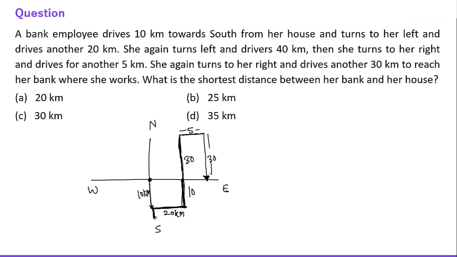Okay, fine. Now the question is where she works. What is the shortest distance between her bank and her house? See everyone, this is 20 and this is 5, right? So total 25. She's working 25 kilometers away from her house. Fine. So the correct answer is B. The shortest distance from her house to bank is 25 kilometers. Okay, everyone, fine. All right. Now let's move to the other one.